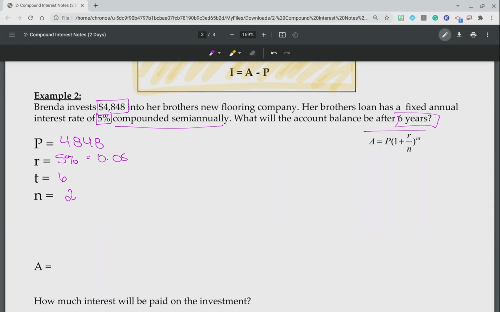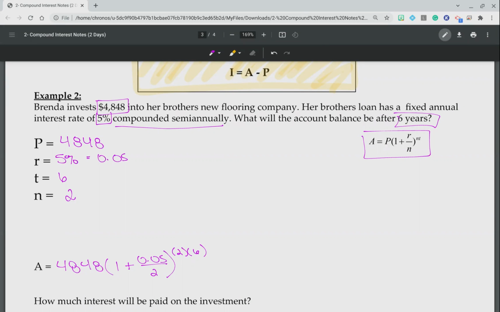Okay, so now we're going to plug those numbers into our formula. So our principal, $4,848 times 1 plus our rate, 0.05 over n, which is 2, to the exponent n times t.